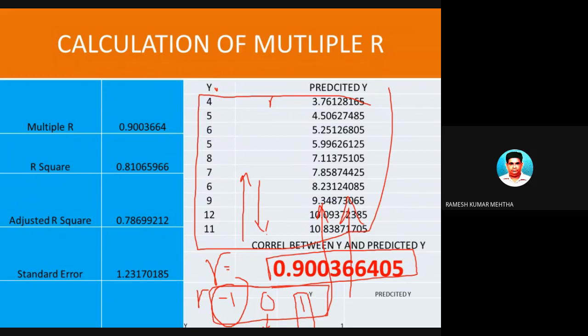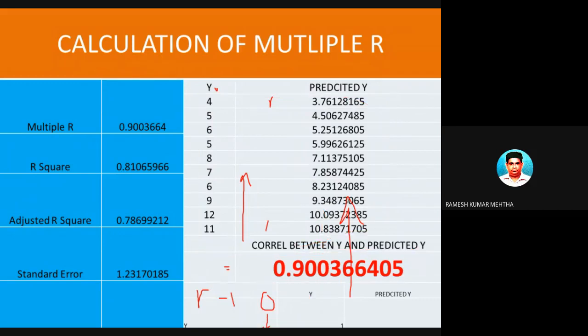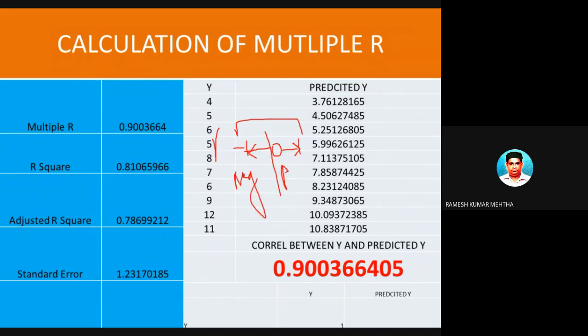Here, please remember the thumb rule: the value of r always lies between -1 and 1. If it's tending towards -1, it's a negative relationship. If it's tending towards 1, it's a positive relationship.